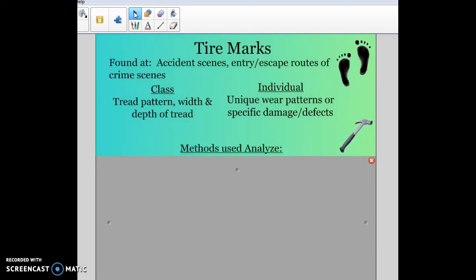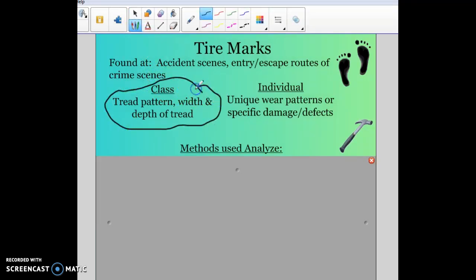When they're looking at tire marks, say it was a hit and run accident or something like that, the first thing they're going to do is they're going to try to determine the class evidence: tread pattern, width and depth of tread, and that will allow them to help narrow down the type of vehicle that they're looking for. Okay, because there's only certain tires that can go on certain vehicles, so on and so forth.